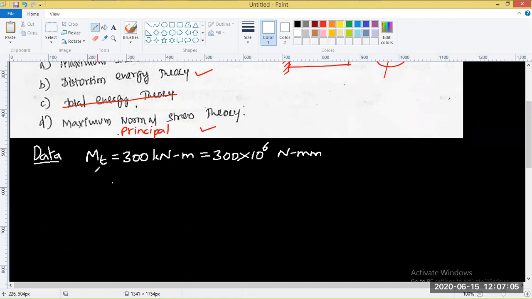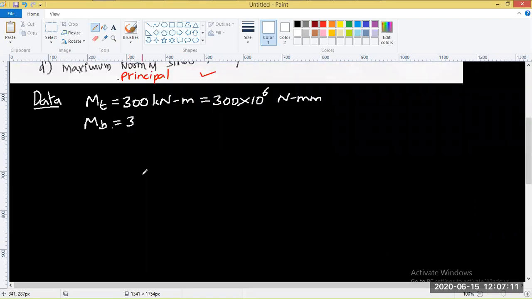So MB is the bending moment, is given as I think 200. Yes, 200, not 300. It's 200. Again the same thing, kilonewton meter. And this also will be converted into Newton mm. Let's write 10 power 6 Newton mm, right? And now let's write the governing equations, which are required to find these values here.